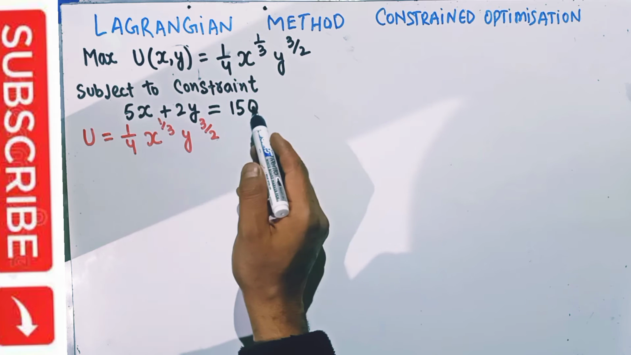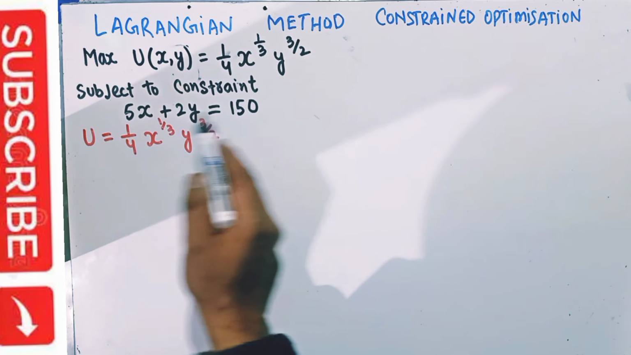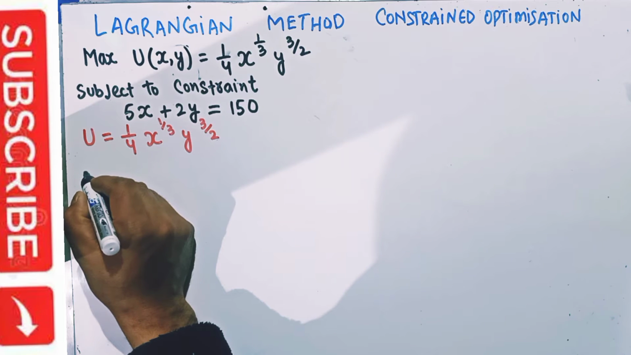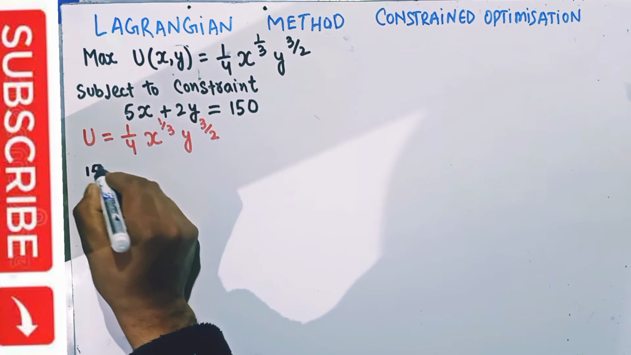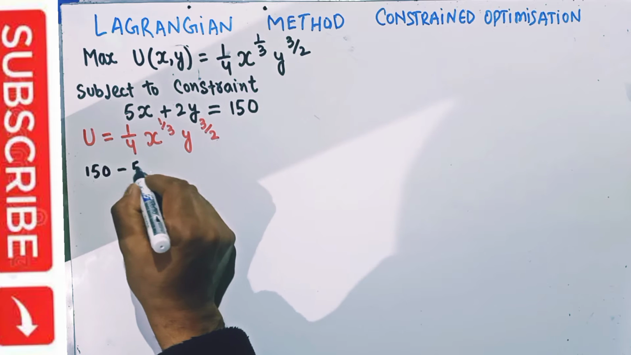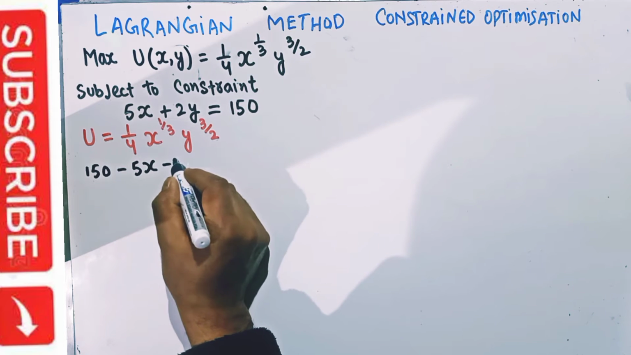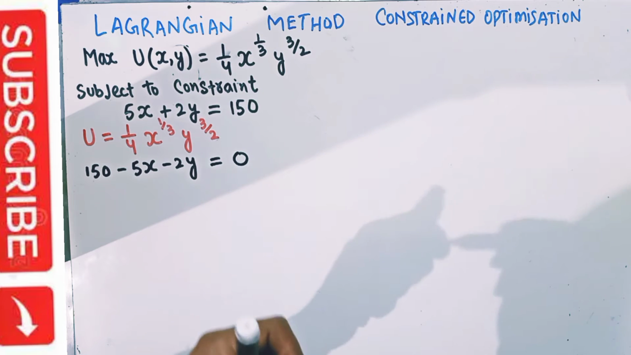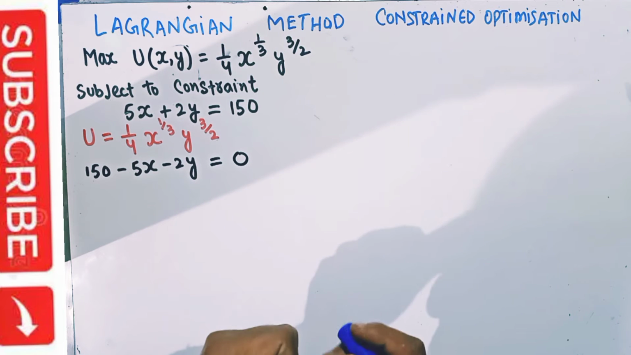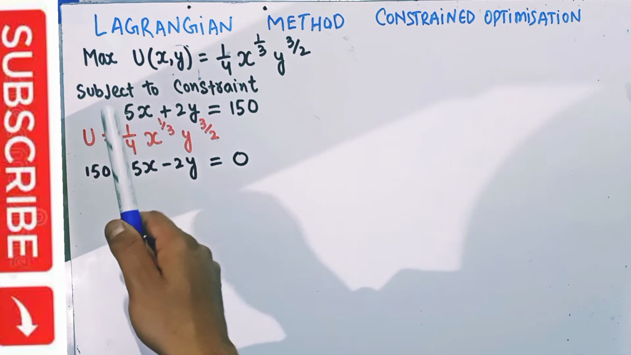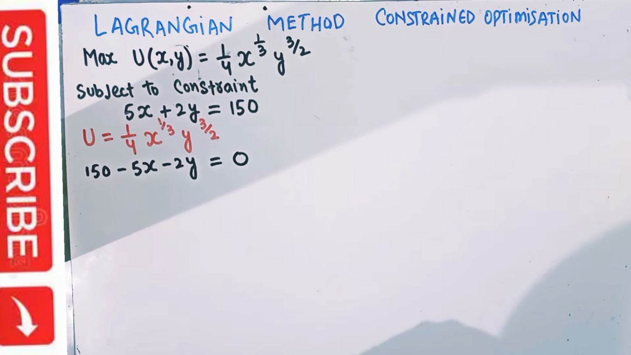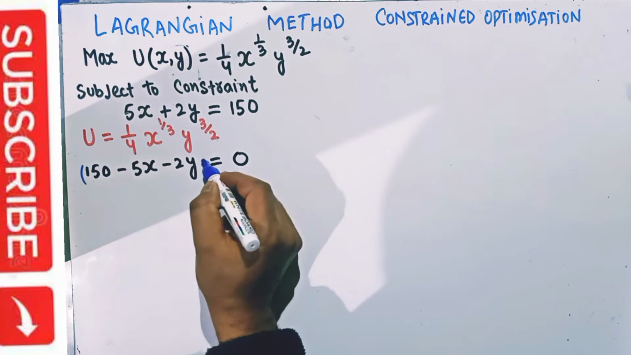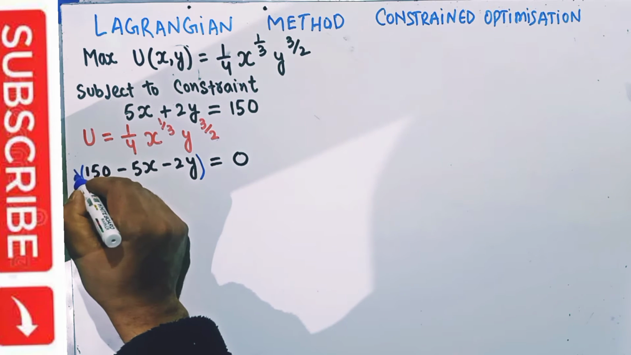First step is we rewrite this constraint. We set the given constraint equal to 0. That means we write 150 minus 5x minus 2y, and we set it equal to 0. This is the first step in solving this question using the Lagrangian method, that is, we set the given constraint equal to 0. Second step is to multiply this constraint by lambda on both sides.